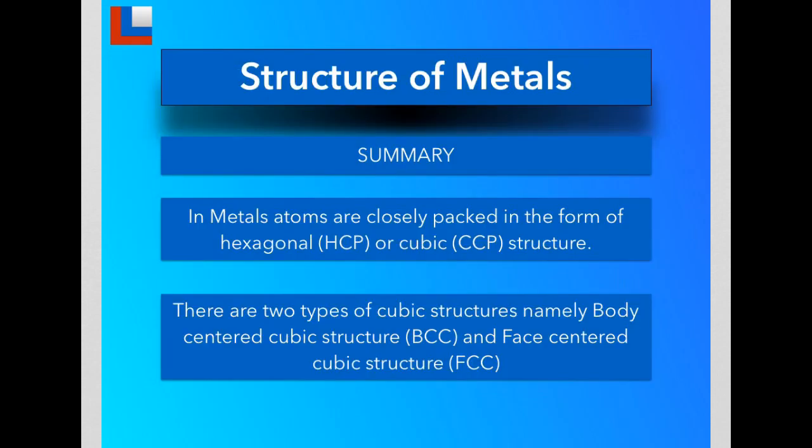Let's summarize. In metals, atoms are closely packed in the form of hexagonal or cubic structure. There are 2 types of cubic structures, namely body-centered cubic structure and face-centered cubic structure. Body-centered cubic structure, BCC, and face-centered cubic structure, FCC.